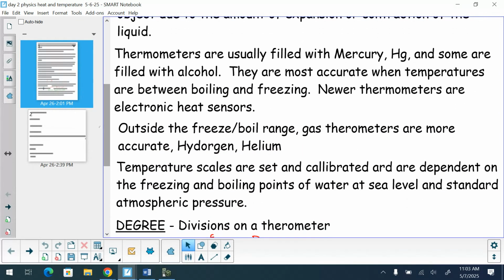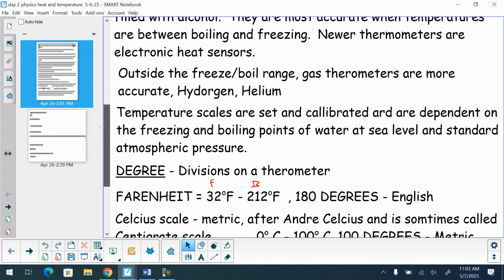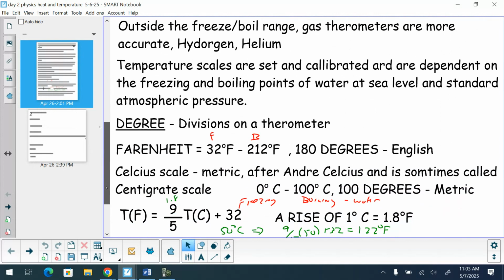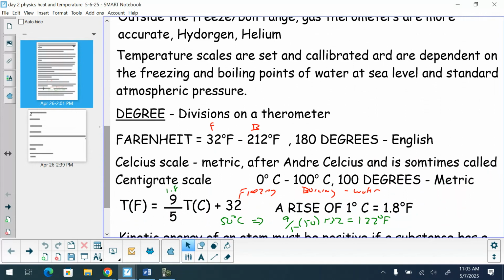Thermometers are usually filled with mercury. Let's see, freezing point. We talked about freezing point. Degrees are divisions on the thermometer. Basically, they are based on the freezing point of water and the boiling point of water. Okay, Fahrenheit freezing is 32. It's 32.174, but we use 32. The boiling point is 212, I can't remember that one. But you have approximately 180 degrees between them.